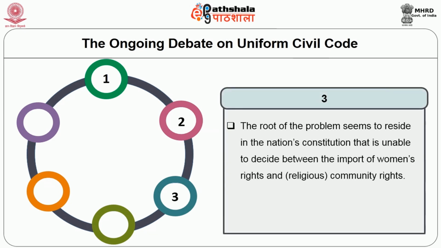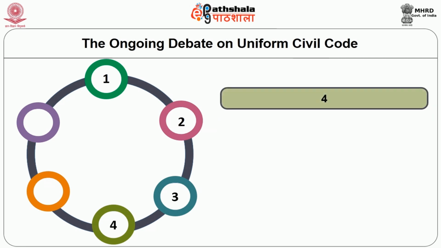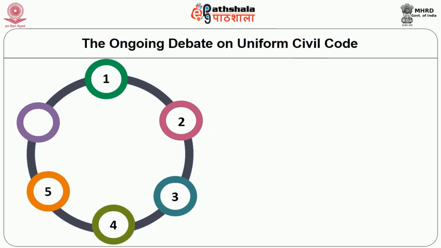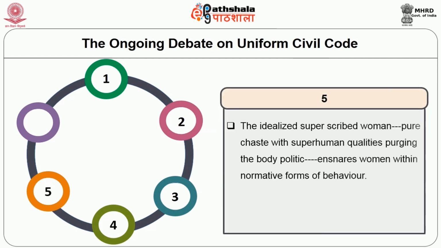The root of the problem seems to reside in the nation's constitution that is unable to decide between the import of women's rights and religious community rights. Therefore, as Anupama Rao opines, women's lived experiences have had to contend with various superscriptions and circumscriptions. The idealized superscribed woman, pure, chaste with superhuman qualities, purging the body politic, ensnares women within the normative forms of behavior.